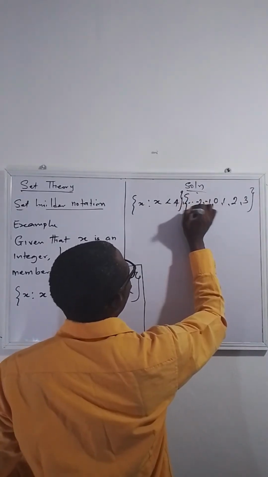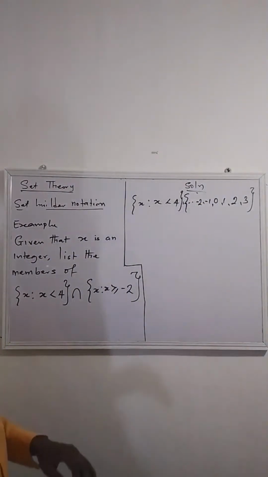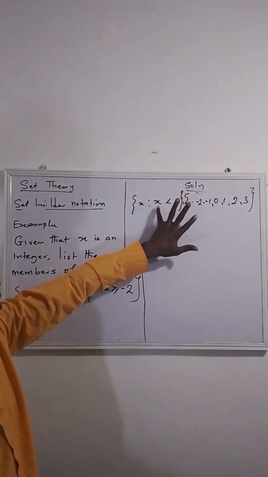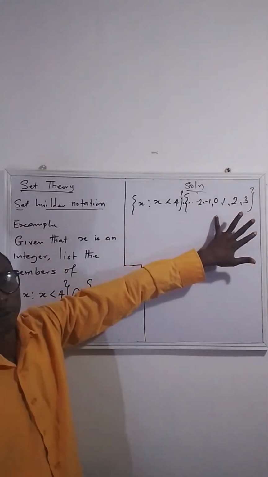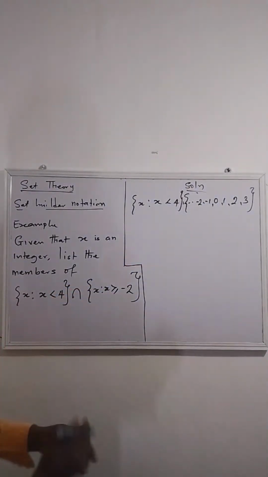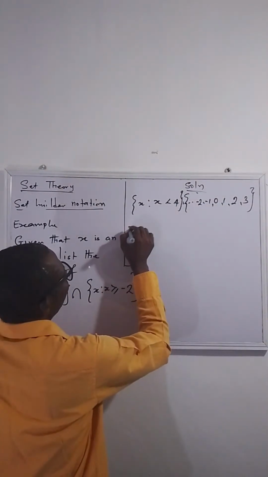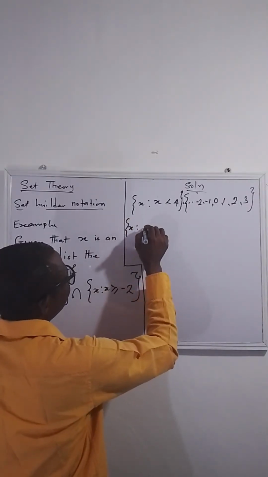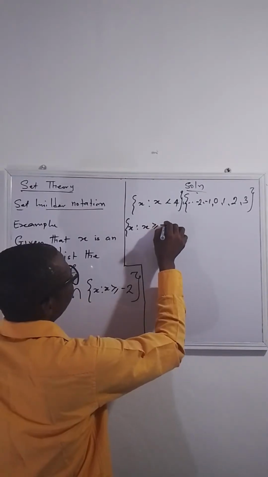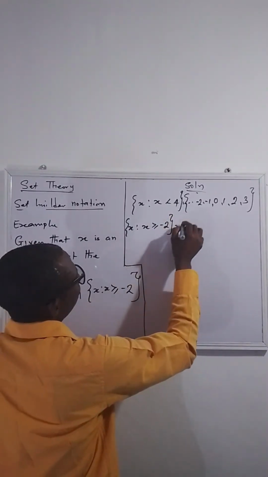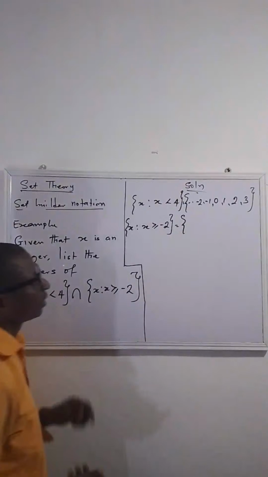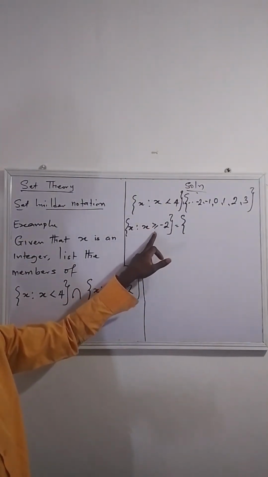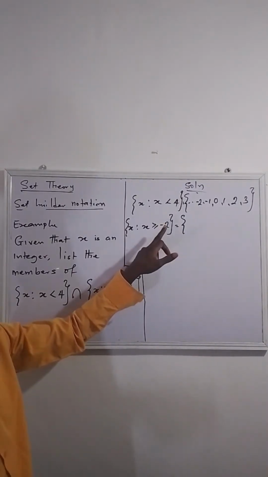All right, so this is the set of x such that x is less than 4. Now let us look at the second one. Set of x such that x is greater than or equals to -2. Okay, now let's list this member. Now set of x such that x is greater than or equals to -2.